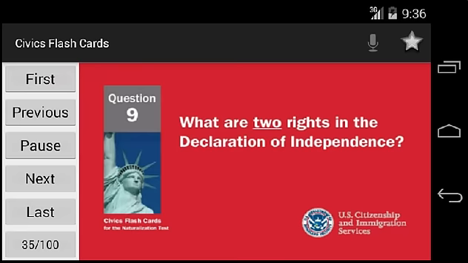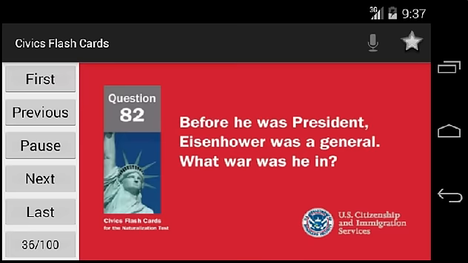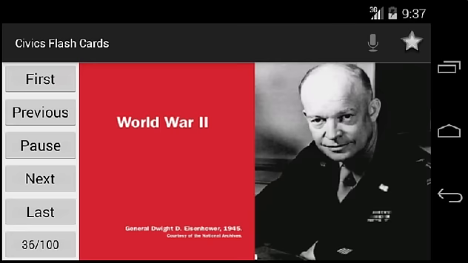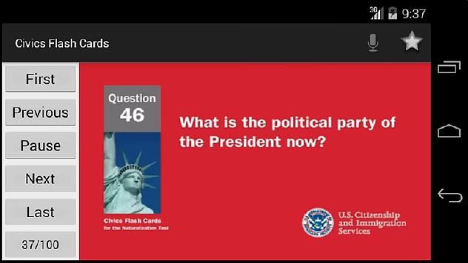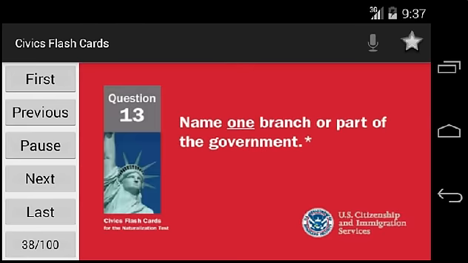What are two rights in the Declaration of Independence? Life, liberty, pursuit of happiness. Before he was president, Eisenhower was a general. What war was he in? World War II. What is the political party of the president now? Democratic Party.